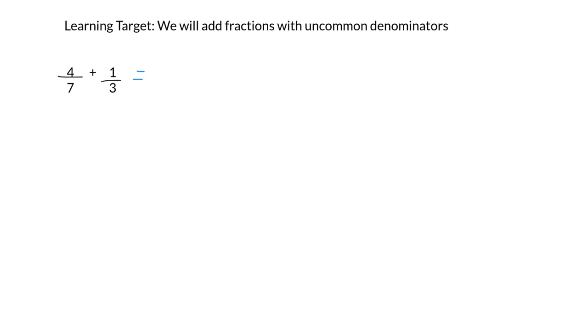So the first step I like to do anyways, and you can decide if this is for you, I think it is way easier to organize these and to show my work if I write them vertically first. So we're adding, that means the order does not matter. But I'm just going to rewrite this as 4/7 plus 1/3. Okay, now our first step, we're going to have to find a common denominator between these two fractions, between the denominators of 3 and 7.